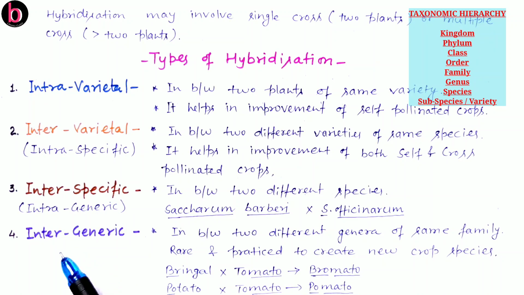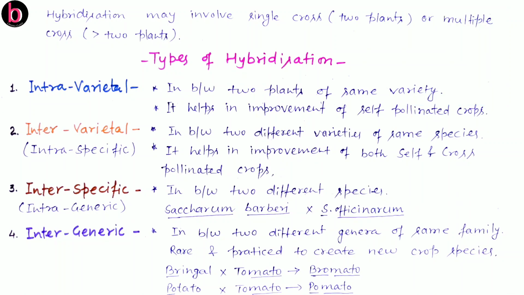Now the fourth is intergeneric. This occurs between two different genera. So two different genera, and genus is under family in the taxonomic hierarchy. So between two genera of the same family. This type of hybridization is rare and practiced to create new crop species. For example, when there is hybridization between brinjal and tomato, there is formation of a new cultivar, that is bromato.